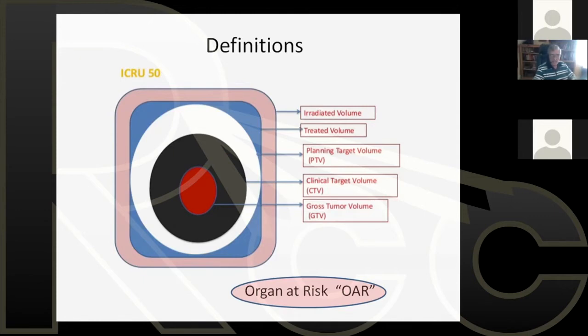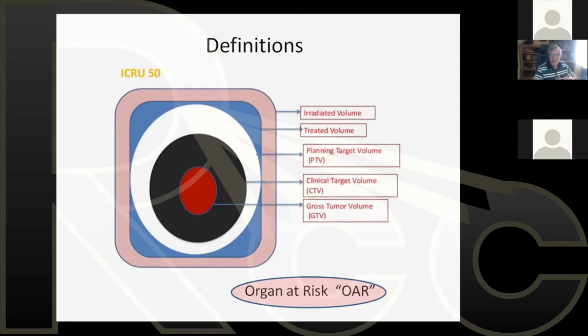The PTV takes into account all of the uncertainties in the planning and delivery process. The PTV can include the slight variation in calibration of the machine from day to day. The PTV includes internal motion of the tumor and the area that needs to be treated day to day. The PTV also takes into account any uncertainty in the setup reproducibility day to day.